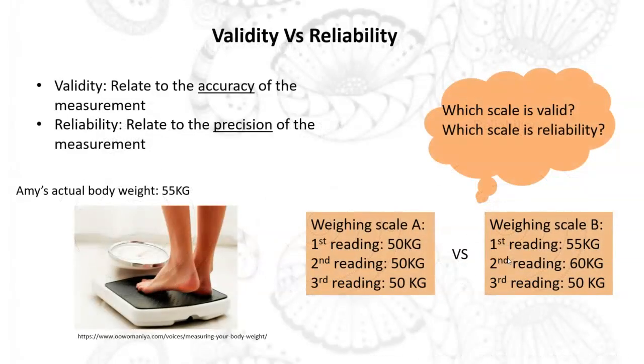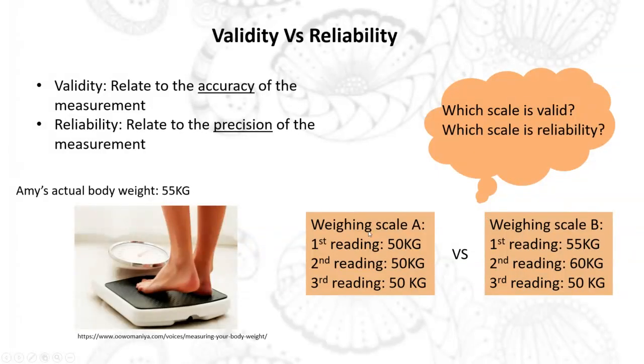For validity, another term we use to describe it is accuracy. Whether it can truly measure, whether it can give a true measurement, a true reflection of a specific outcome. Reliability means precision. We repeat the measures several times. Does it give the same reading, the same numbers? If yes, it is reliable. Like the example here, it is about measuring body weight.